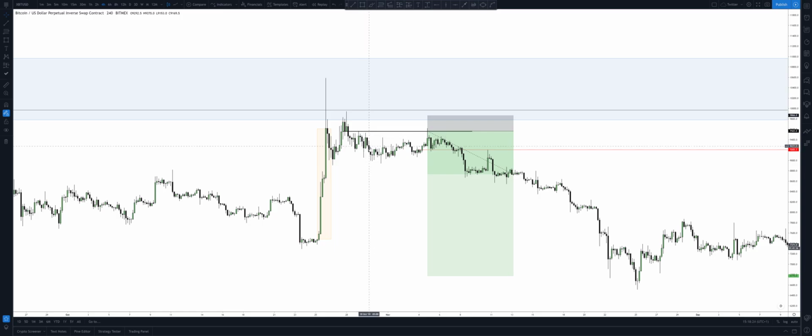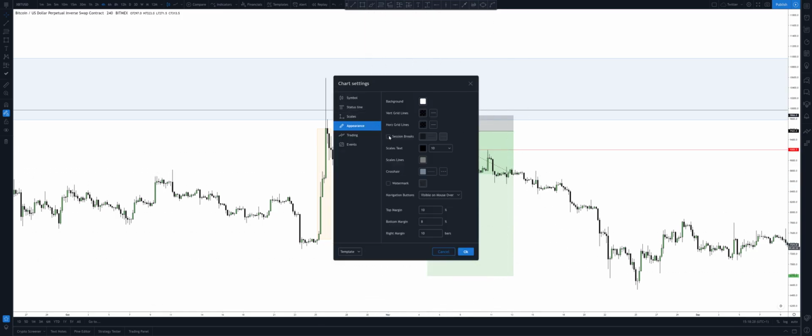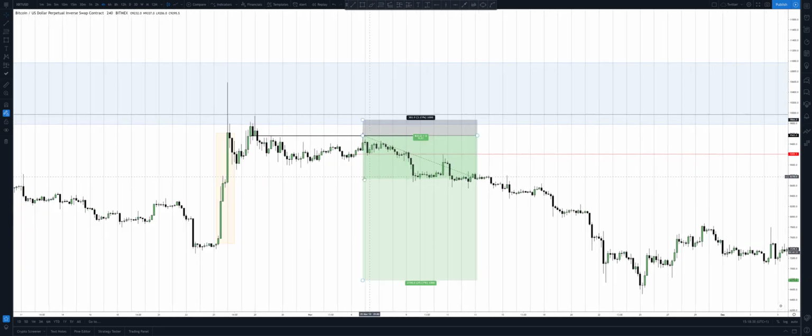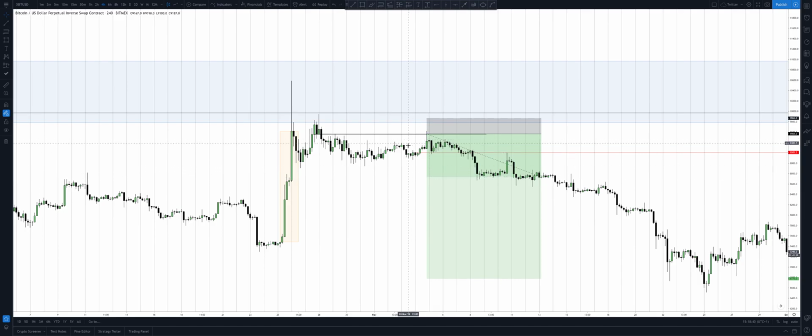So you want to be entering at the beginning of the week. Let's put in the day dividers. So we got Monday, and Monday forms the high of the week. So that's another scenario that we're watching for, because we're looking for an entry during Monday, Tuesday, or Wednesday.